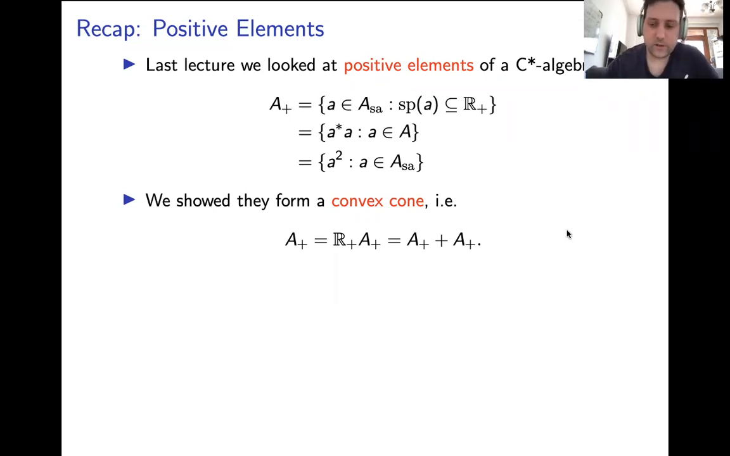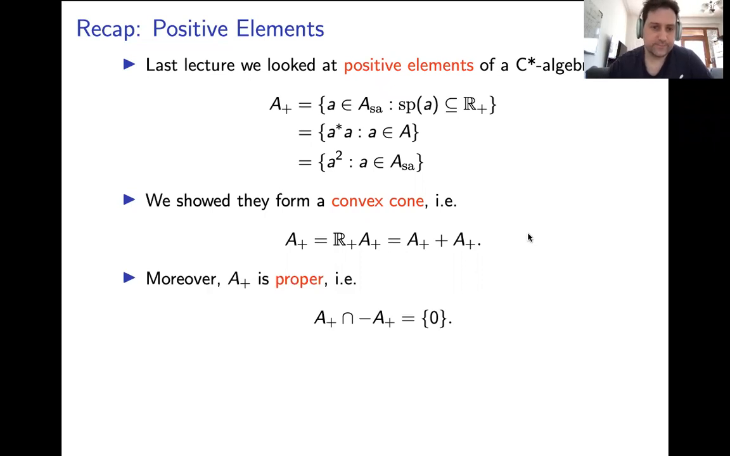So they form this convex cone. And what else? It's also what's sometimes known as a proper cone. So if you look at the elements which are both positive and negative, so they're the additive inverse of some positive element, then in fact there's only one of those. It's just zero. So there are no other elements that can be both positive and negative.